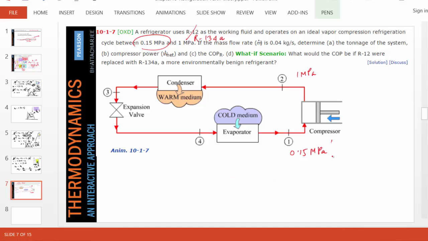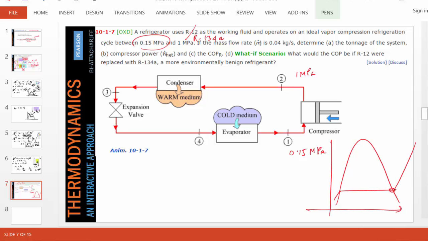If we draw the TS diagram, this is the lower pressure. So state 1 is saturated by definition in an ideal vapor compression cycle, and isentropically we raise the pressure to state 2. From 2 to 3 heat is transferred out, and 3 is again saturated liquid, and 3 to 4 is isenthalpic expansion in the expansion valve, reaching 4.